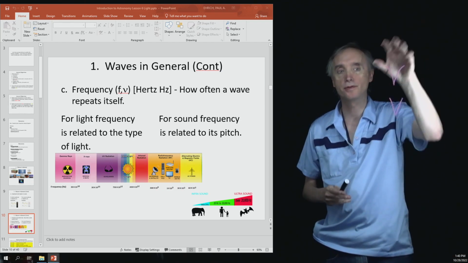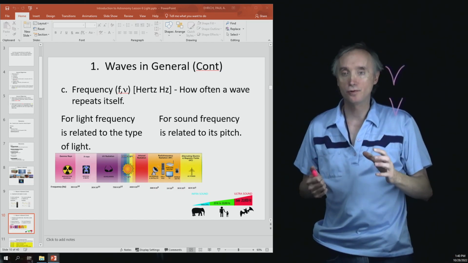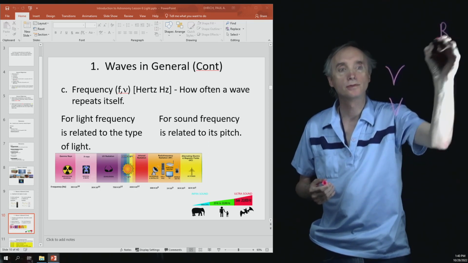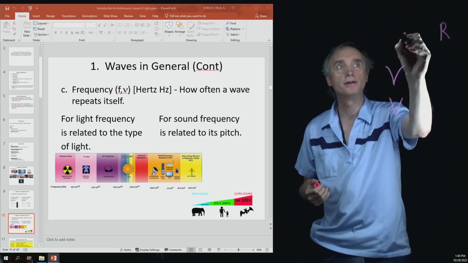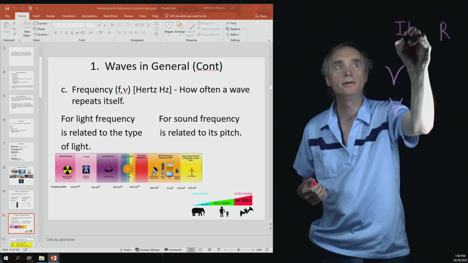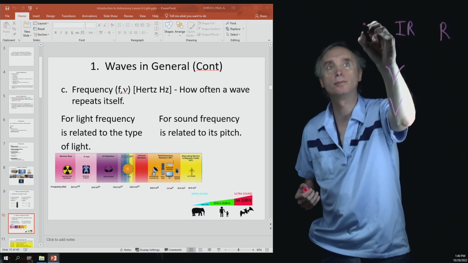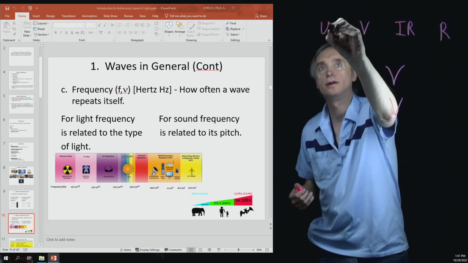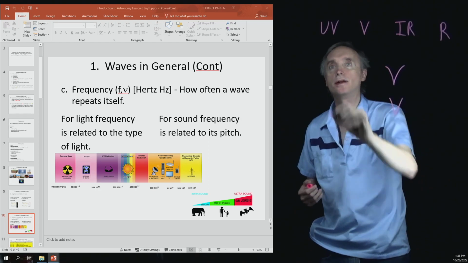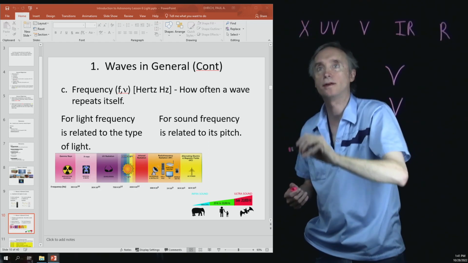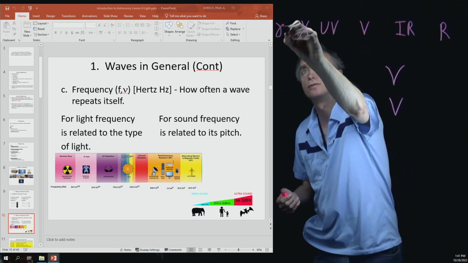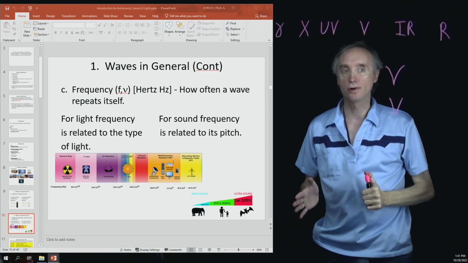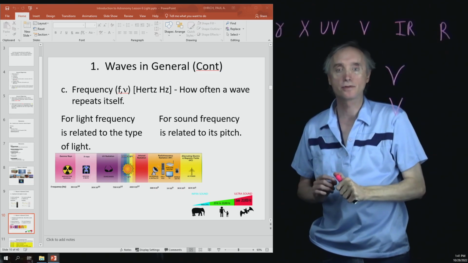So I'm going to put up here at the top the electromagnetic spectrum. I'm going to use the letter R to stand for radio, and next to that I'm going to put infrared, and then next to that visible, and then ultraviolet, and then X-rays, and then next to that, this is my symbol for gamma. So that's called gamma, and it's a gamma ray. So this is the electromagnetic spectrum.